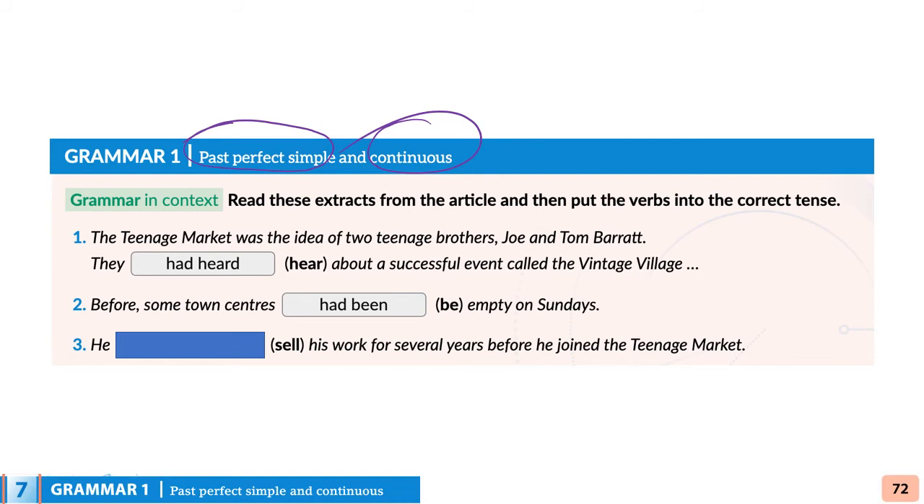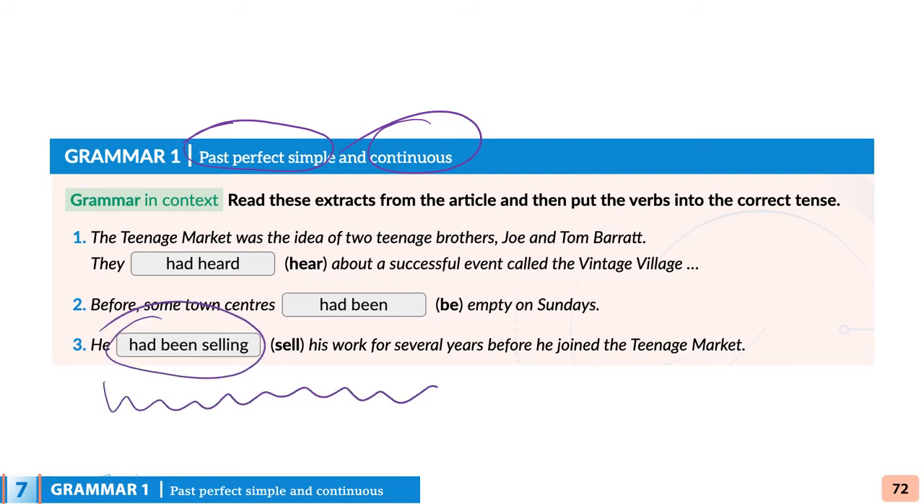Number 3, he had been selling his work for several years before he joined the teenage market. Okay, so if I say this, it is because for a long time in the past he was doing that. Okay, I'm emphasizing that. I'm telling you for a long time. Okay.